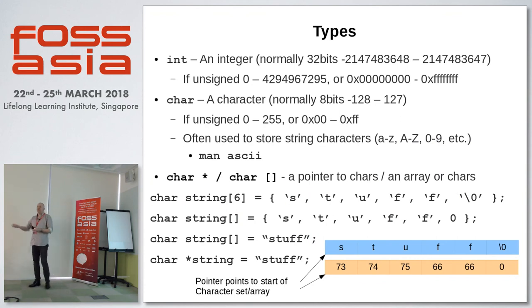So now I want to talk about types. C is a typed language, unlike some scripting languages. Data types have a format and a size. One of the more common ones is an int. It's an integer. Generally speaking, it's 32 bits or 4 bytes. So you'll get a value of either minus 2 billion to 2 billion or so, or 0 to 4 billion, depending if it's unsigned or signed, depending which way you look at it.